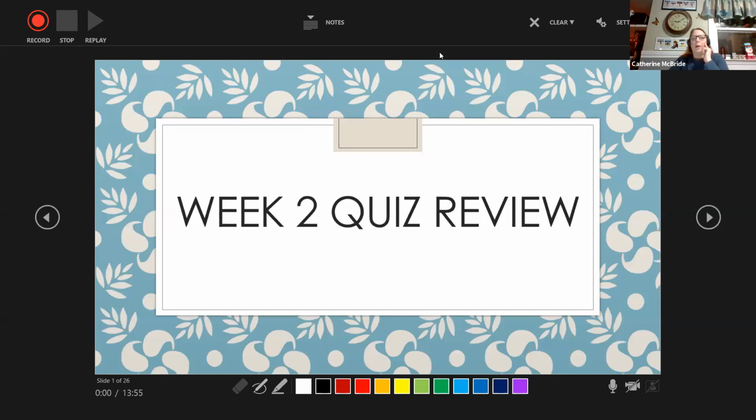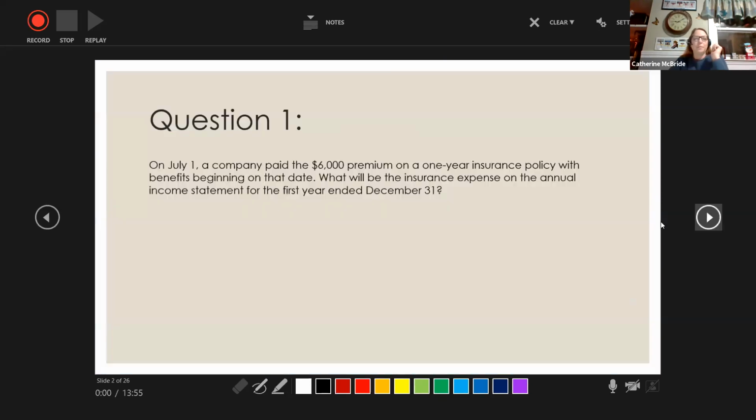Perfect. Okay, quiz review. All right, so question 1. On July 1st, a company paid the $6,000 premium on a 1-year insurance policy with benefits beginning on that date. What will the insurance expense on the annual income statement for the first year ended December 31st be?